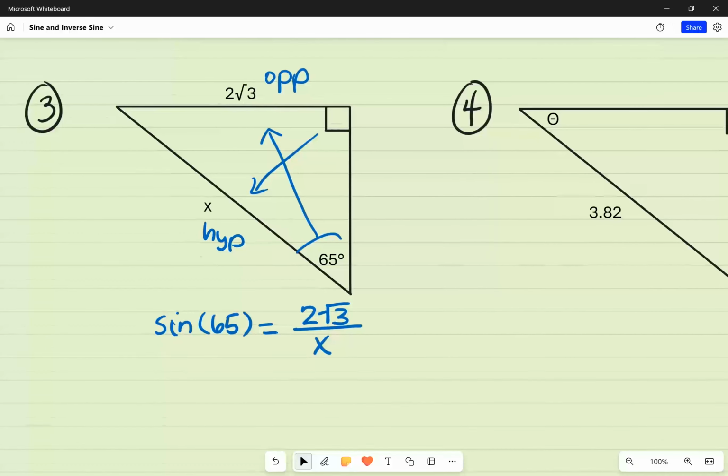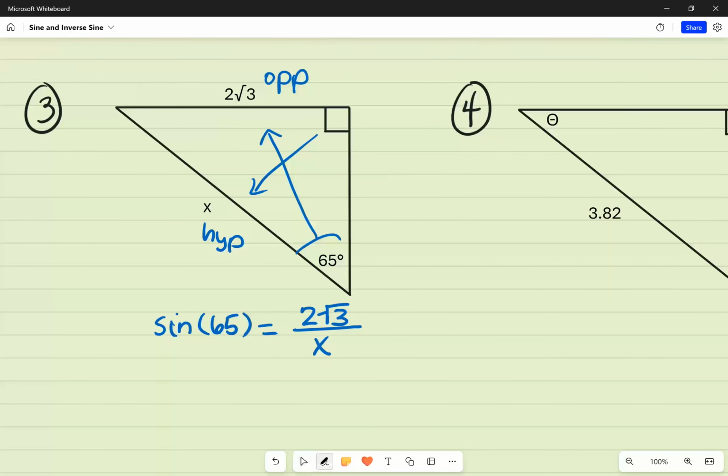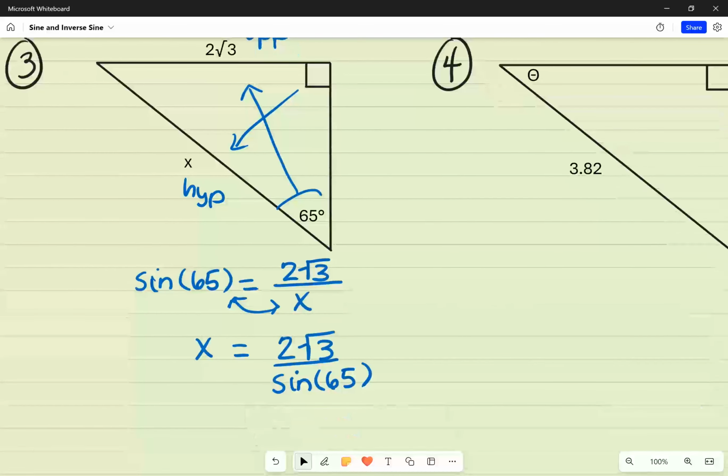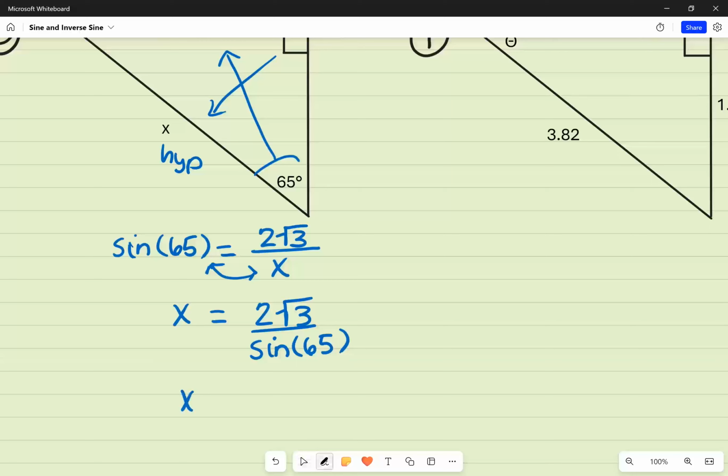So in this situation, when I have x in the denominator, what I want to do is just swap out my trig ratio with the x. So x now is on the left-hand side of the equal sign, and I already have 2 root 3, and I want to swap out the x with the sine of 65. Now when I put this in the calculator and round to the nearest hundredth, x is 3.82.